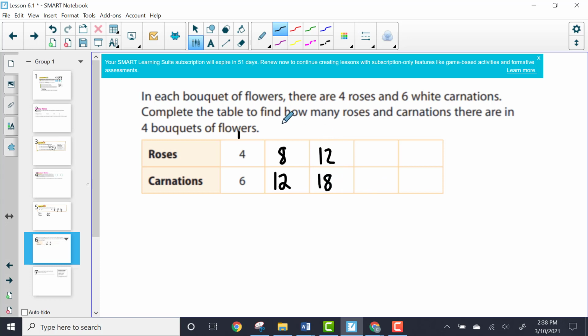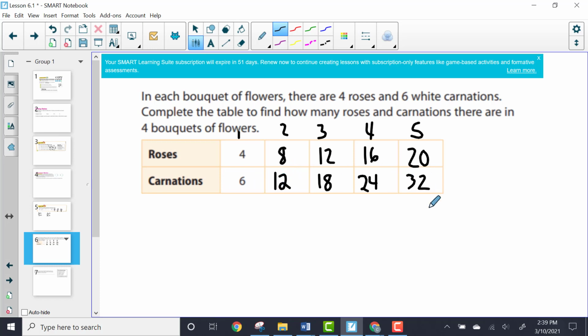So you can see what I'm doing for each bouquet. I'm just adding 4 roses and 6 carnations. Next one, adding 4 more roses to this, 16 roses, 24 carnations. And finally, for my 5th bouquet of flowers, it's going to be 20 roses and 32 carnations. So again, I'm just adding 4 to each set for roses, 6 to each set for carnations.